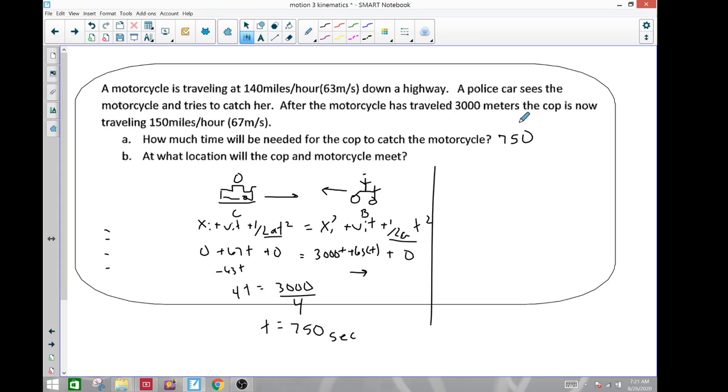What else do we have here? It asks at what location the cop and the motorcycle will meet. I have t now, and I can use it for either one because they're going to be in the same spot. So I'll just pick one: where will the cop be at 750? We're looking for xt equals xi, which was originally 0, plus he's traveling at 67 for 750 seconds. This gives me my location at that 750.